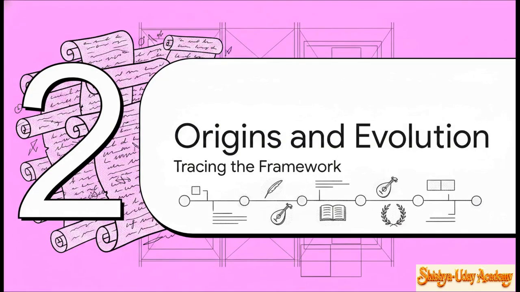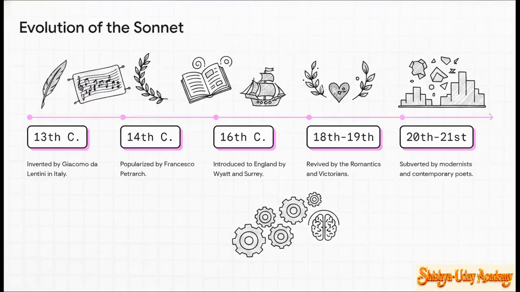Section 2. Origins and evolution, tracing the framework. This is a truly fascinating journey because the sonnet didn't just magically appear out of thin air. It was actually systematically invented back in the 13th century by a notary named Giacomo da Lentini at the Sicilian court in Italy. He basically took an existing folk song format and methodically grafted 6 extra lines onto it to create that magic 14-line structure we just talked about.